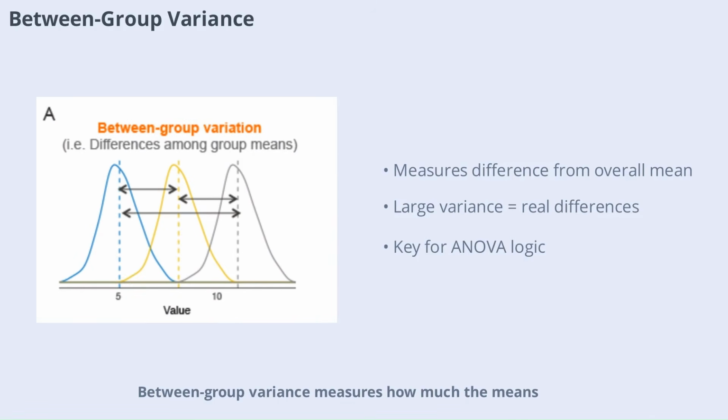Between-group variance measures how much the means of each group differ from the overall mean. If the between-group variance is large compared to the within-group variance, it suggests that the group means are truly different. This is the key logic behind ANOVA. Large between-group variance points to real differences, not just random fluctuations.